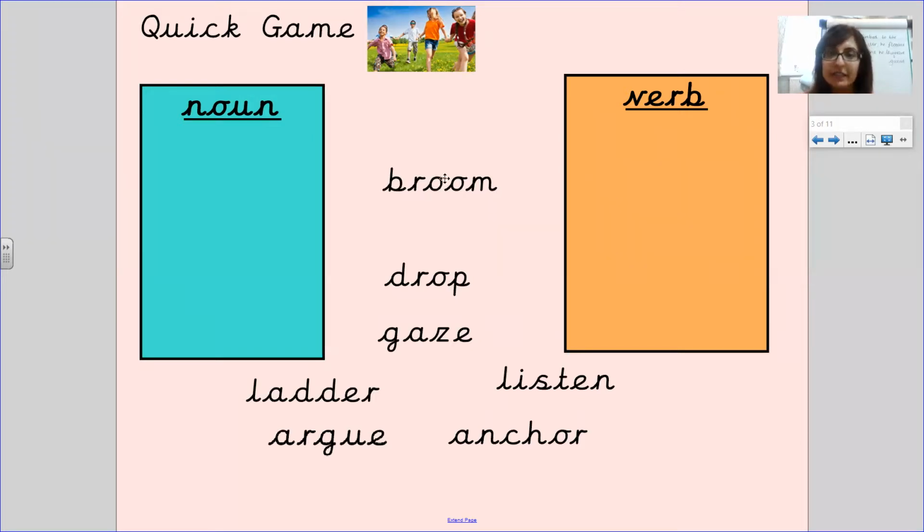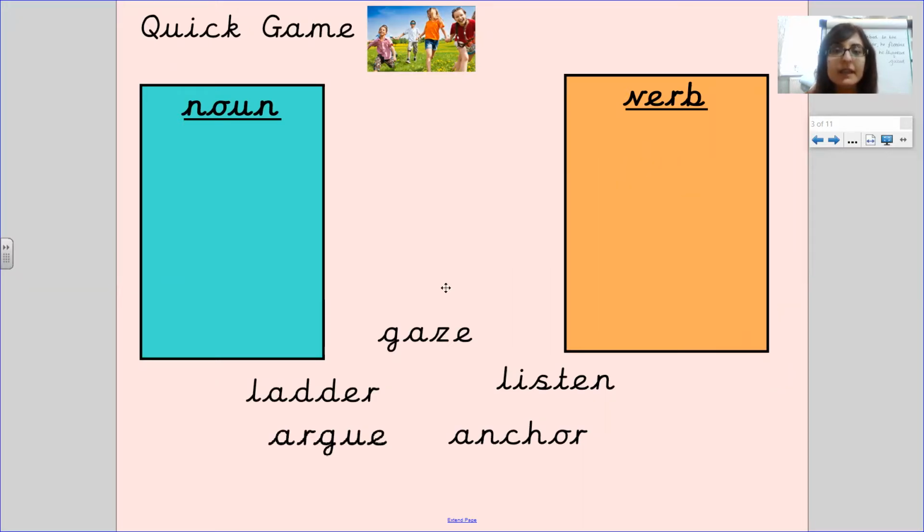Are you ready? So broom, what's a broom? It's something you sweep with. It's a bit of a clue. So a broom is a noun. Well done. Drop. You might drop your pencil, you might drop your water bottle, you might drop the crisps that you're eating. So where would that go? Are we going to go to noun or are we going to go to drop? That's right, it's a verb.